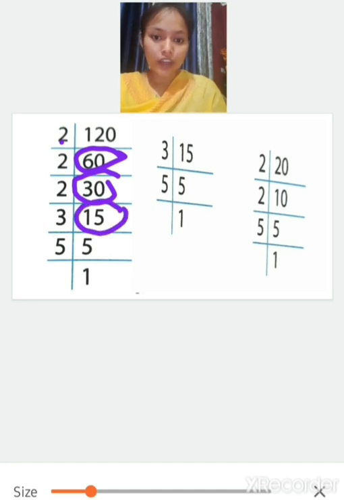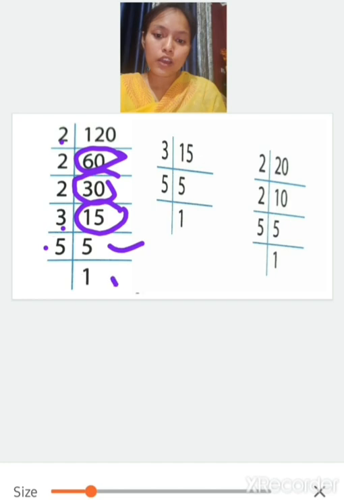And 15 is not divisible by 2. Is it divisible? No. A remainder will be left, and we don't want any remainder. So we will take the next prime number, 3. So when we divide 15 by 3, we will get the answer 5. And after 3, what's the next prime number? 5 is the prime number. So we will take the next prime number.